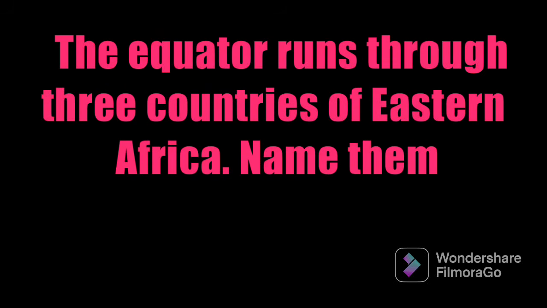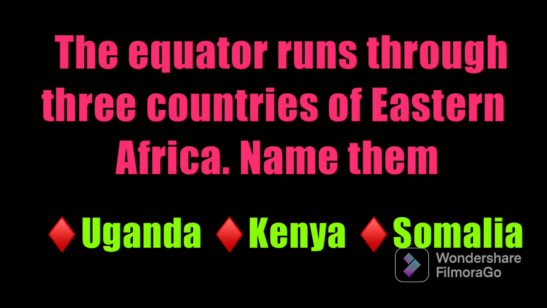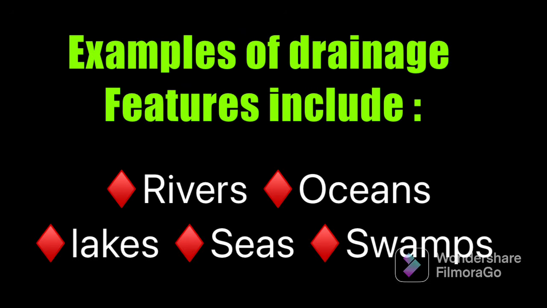The equator runs through 3 countries of Eastern Africa. Name them: Uganda, Kenya, and Somalia. Examples of drainage features include rivers, oceans, lakes, seas, swamps.